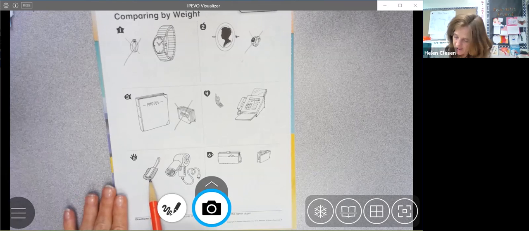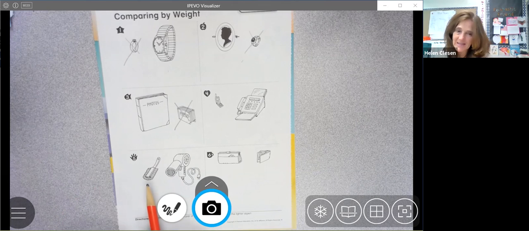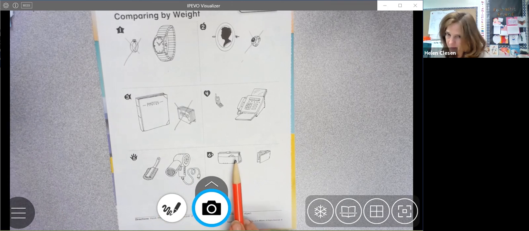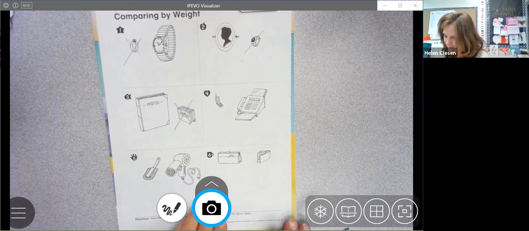You have a hairbrush and a hairdryer. Put an X on the lighter one. And my last one is, I have a purse, big purse, and I have a wallet. Put an X on the one that is lighter. I know you can do it.